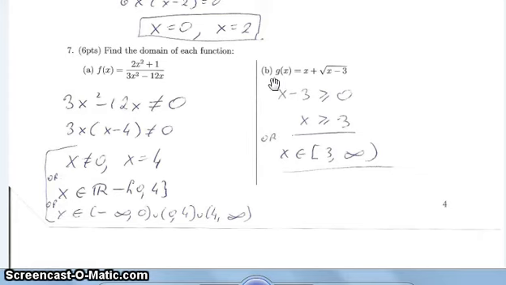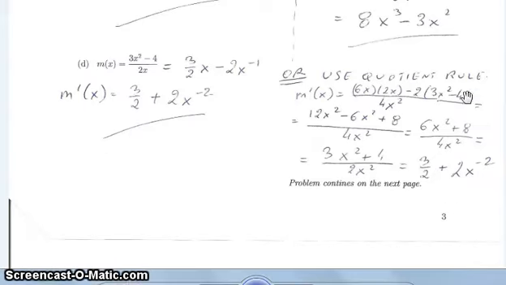Part B, function g of x is x plus the square root of x minus 3. So I don't care about what this x outside is. It could be any real number, but we have to make sure that whatever is under the square root is positive or equal to 0. So x minus 3 is greater than or equal to 0, and x is greater than or equal to 3. That's your domain. You could have written it like this, or in interval notation, x belongs to the interval from 3 including 3, so you have to put a bracket here, to infinity, parentheses.